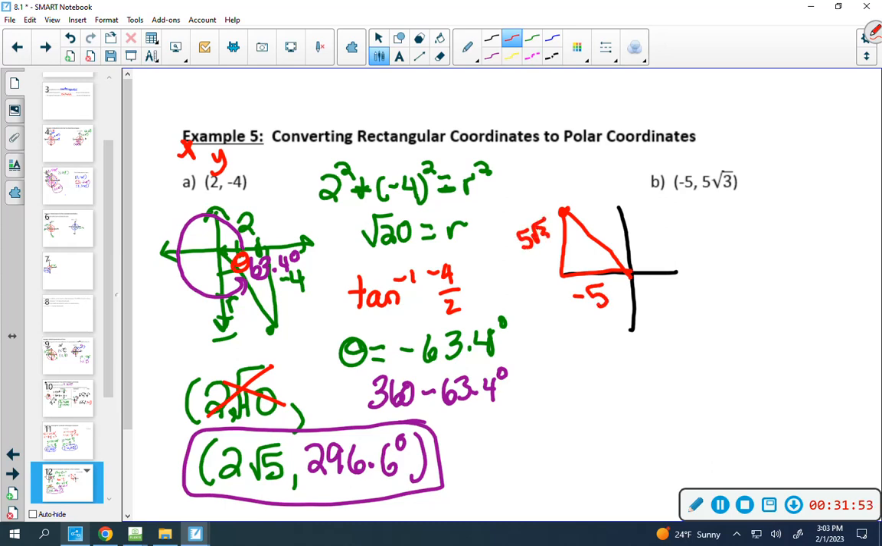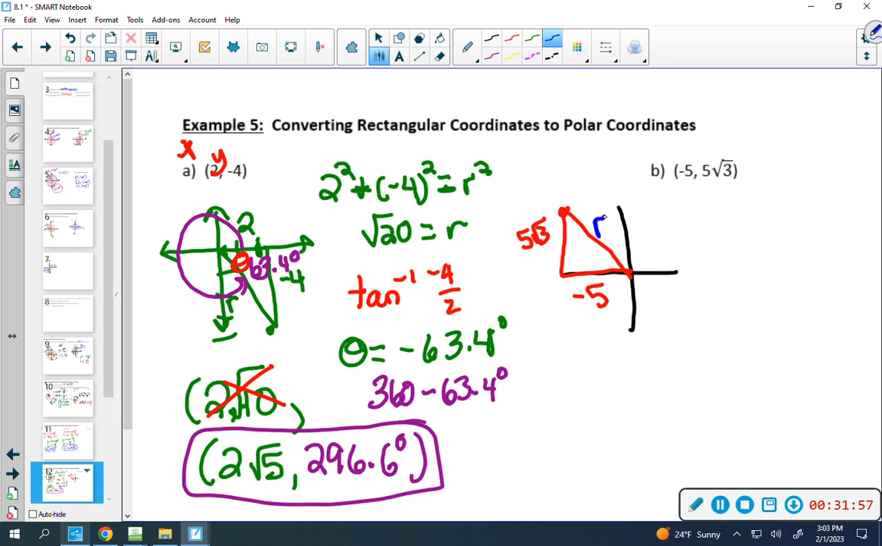So the first thing we need is the radius. I'm just going to use our old school Pythagorean theorem. Simple enough. So -5 squared plus 5 square roots of 3 squared is going to be 25 plus 25 times 3. So we end up with r equals the square root of 100, which is 10.